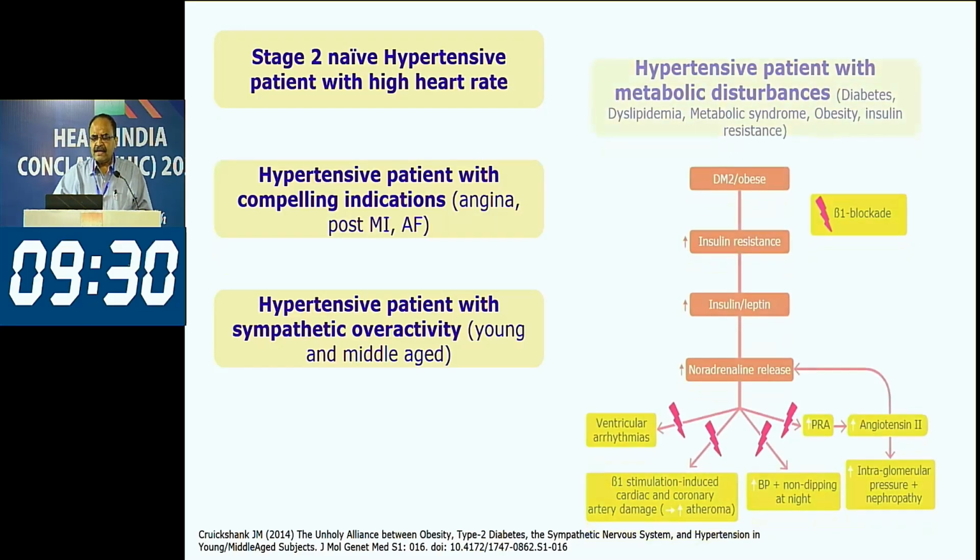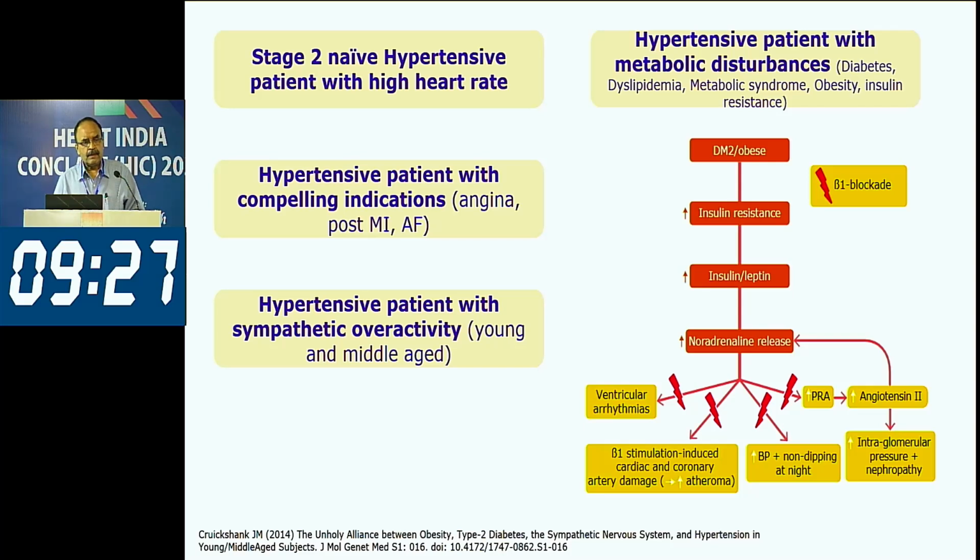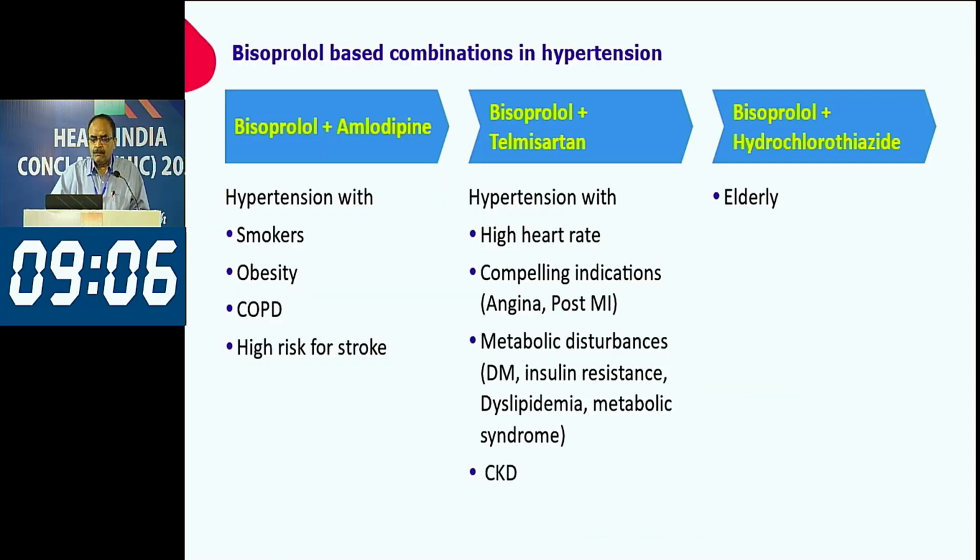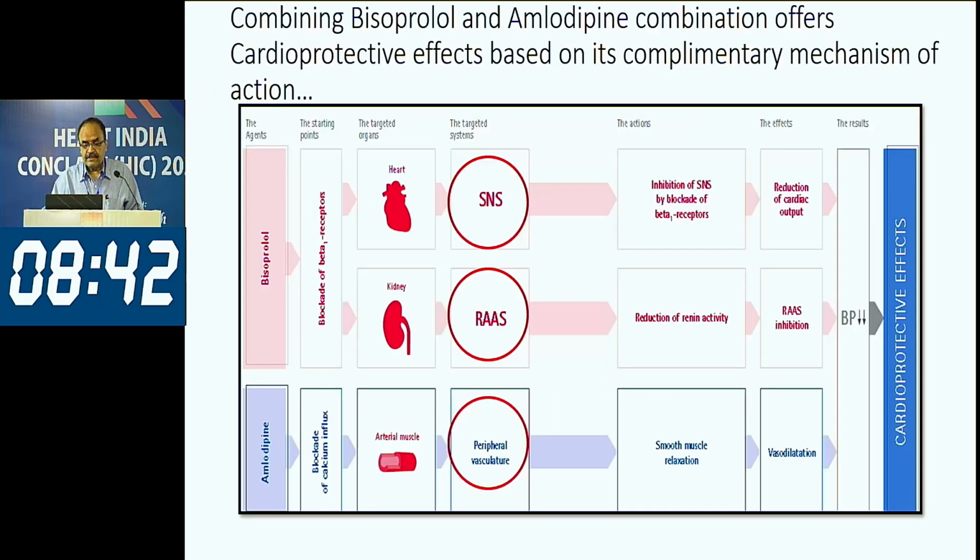We are also aware that this combination can be helpful in several types of people with several types of indications, as are highlighted here: stage 2 hypertensive patients with compelling indications or sympathetic overactivity, and by various mechanisms, as are highlighted on the right side. The beta-1 blockade helps, and importantly in CKD patients also. We are also aware that bisoprolol, as we all know, is perhaps the fastest growing beta blocker in the country, and is available in 3 different combinations, as are highlighted, with different indications, use of different combinations in 3 different drugs.